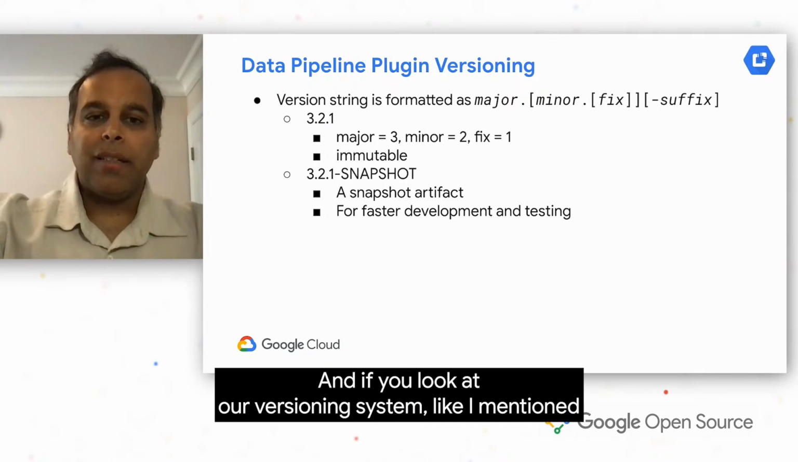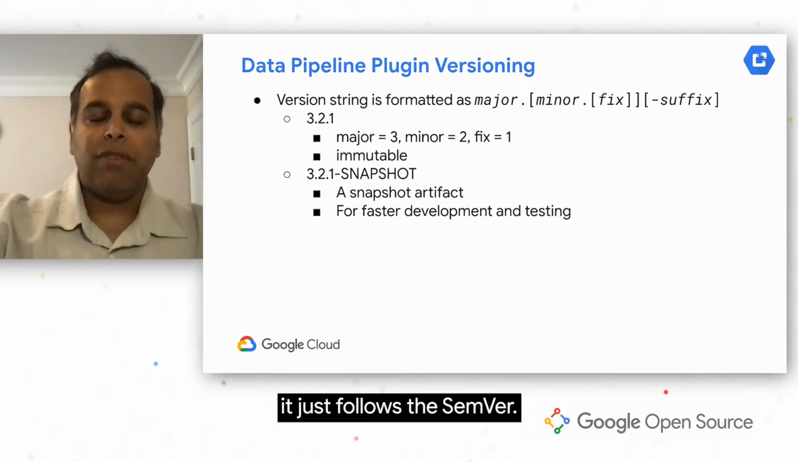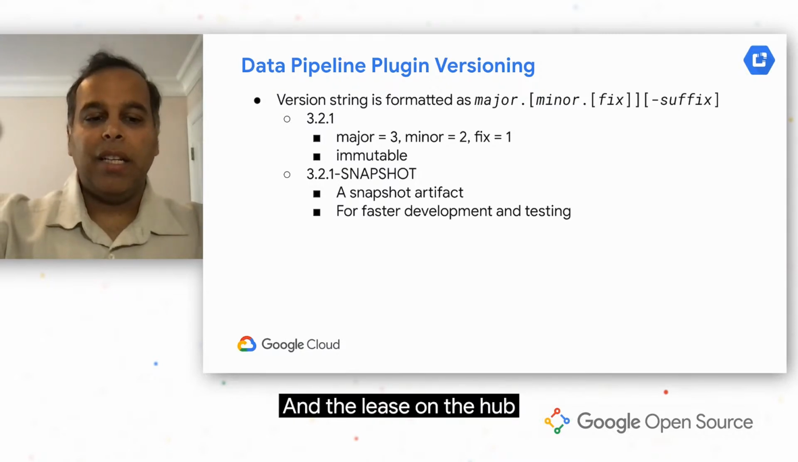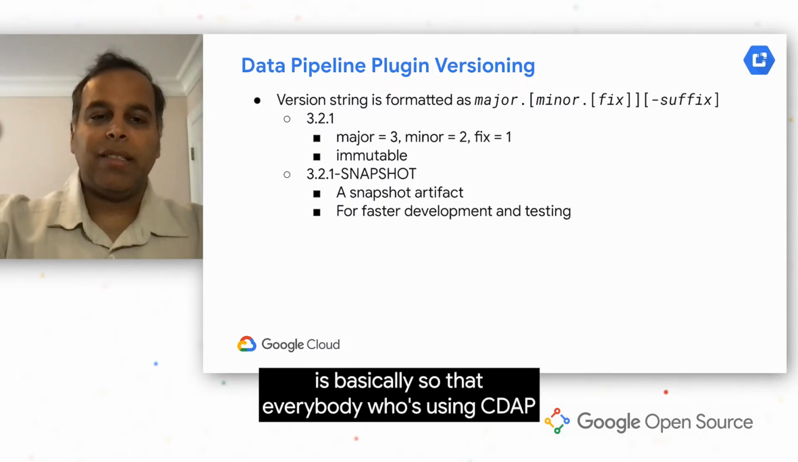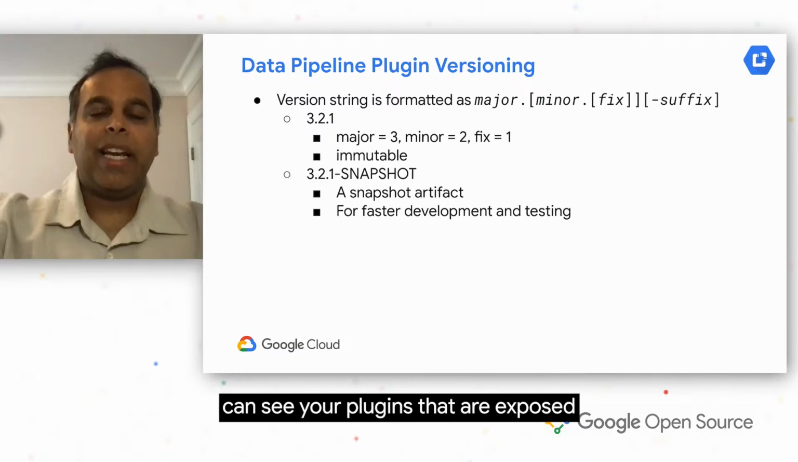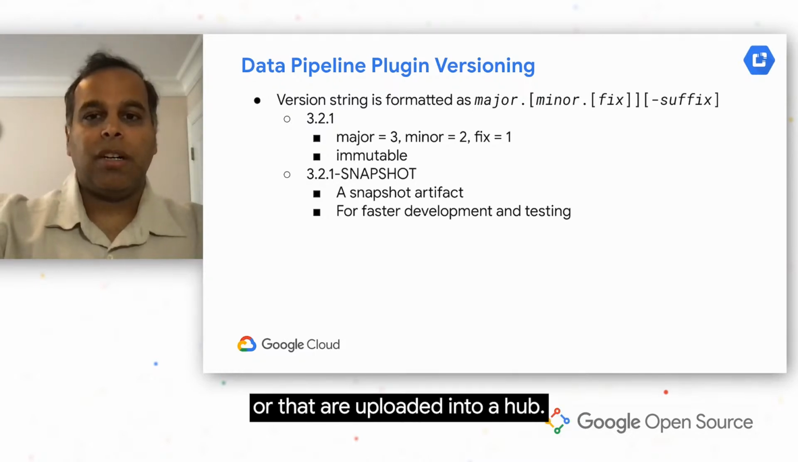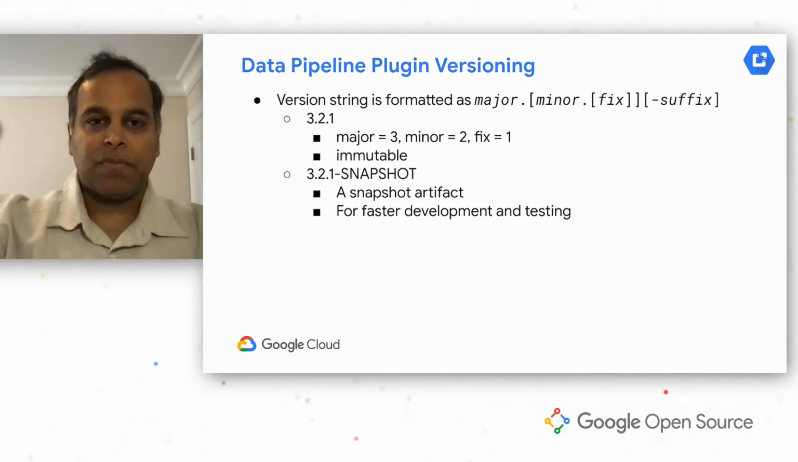Our versioning system, like I mentioned, follows semver. And the release on the hub is so that everybody who is using CDAP can see your plugins that are exposed or uploaded into the hub.